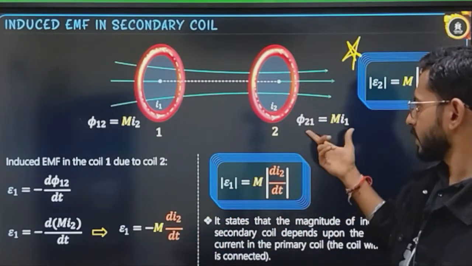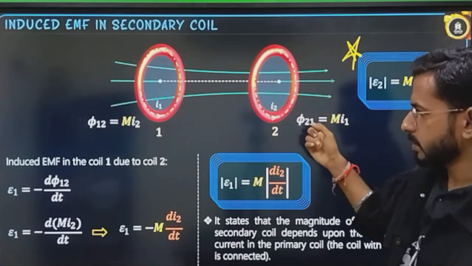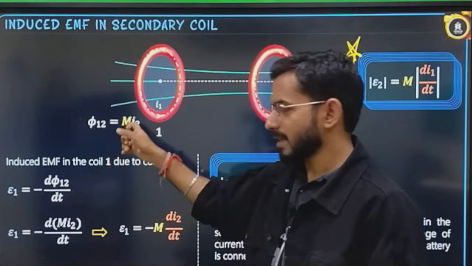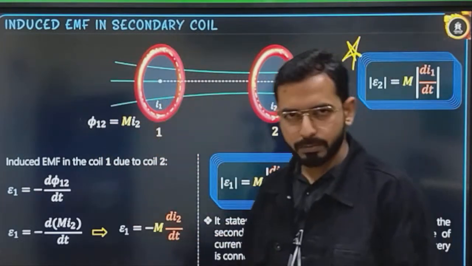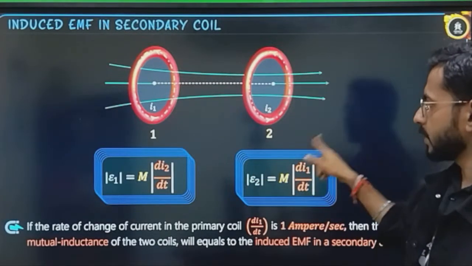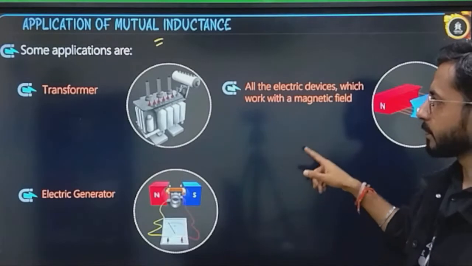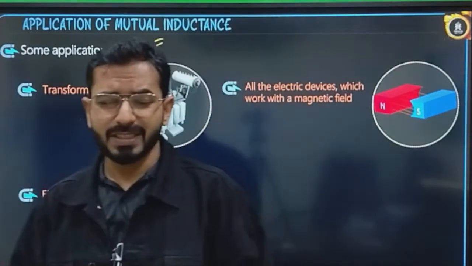Flux in coil 2 is represented as M into I1, and flux in coil 1 is written as M into I2. Just differentiate this equation and we will have the EMF in loop 1. Simple, vice versa. Both the results are here. Don't get confused by it. Now, there are lots of applications of mutual inductance. A huge number of applications are there.